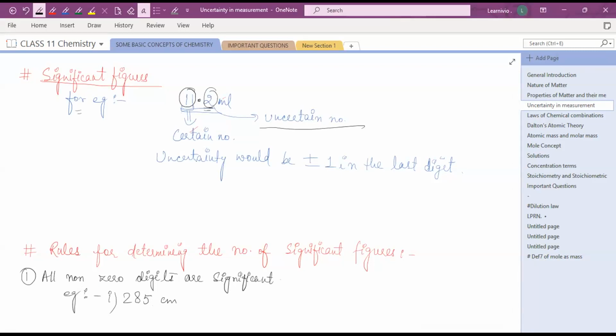जो आपका last digit होगा उसमें either plus और minus 1 या 2 हो सकता है. That can be the uncertain number. For example, Amna's result can be, जरूरी नहीं है कि Amna का result 11.2 आए, it can be like 11.3. For Sannidhi, for example, Sannidhi ने भी same experiment किया and Sannidhi's result came to be 11.1. So uncertainty would be plus minus 1 in the last digit. Last digit में आपका plus या minus 1 हो सकता है और 2 भी हो सकता है.